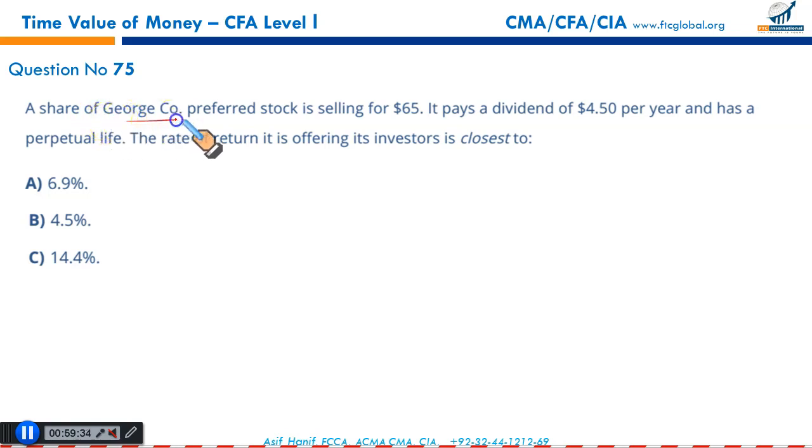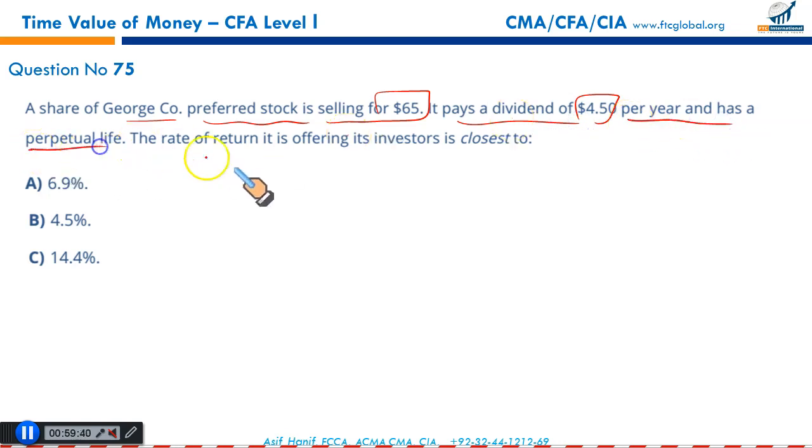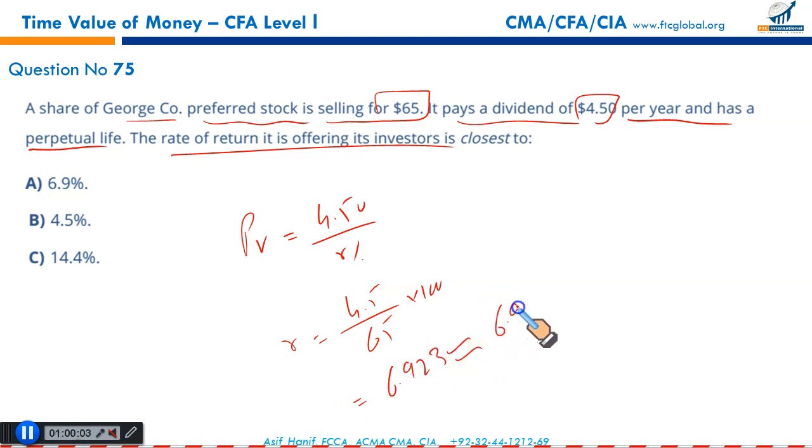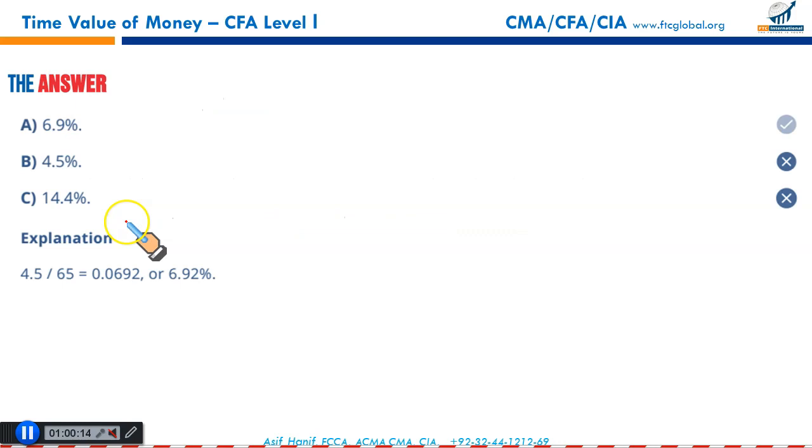A share of George Company preferred stock is selling for 65, pays a dividend of 4.5 per year and has perpetual life. What is the rate of return? Very simple. We know the present value of a perpetuity is calculated by dividing the return by the rate. Since we do not have the rate, it can be calculated by dividing 4.5 by the value given, 65. 4.5 is the return, 65 is the current price. 4.5 upon 65 times 100 gives you 6.923, which is approximately 6.9%. We were given the price of the stock, we were given the return, we just had to calculate the percentage return, and that is 6.9. A is the right result. Next.